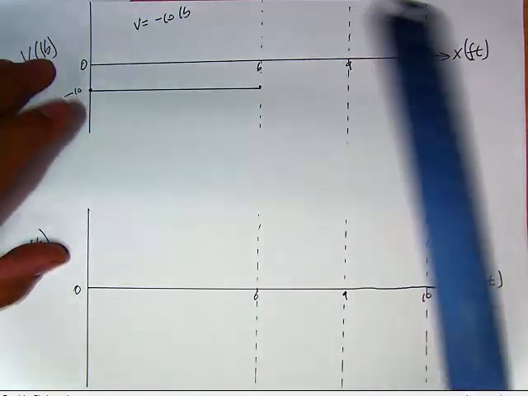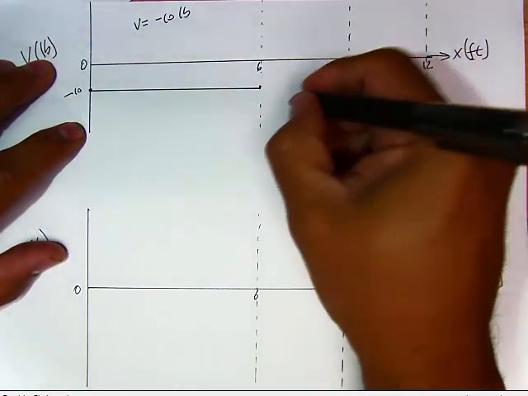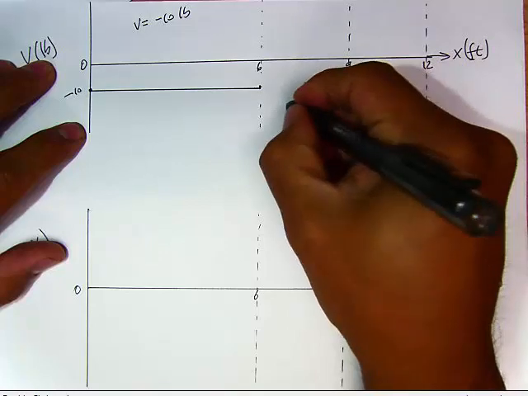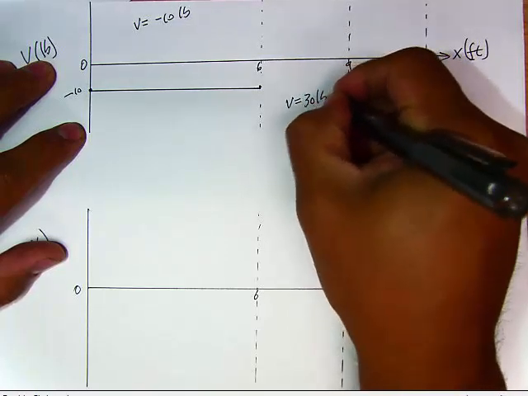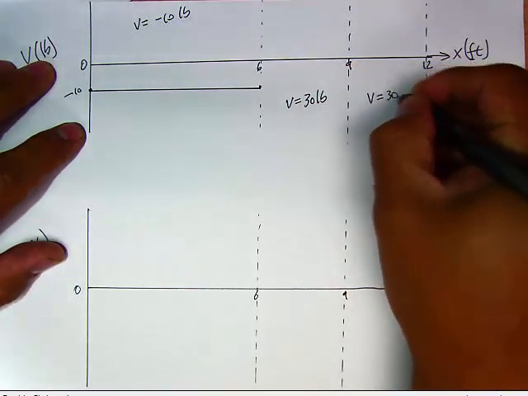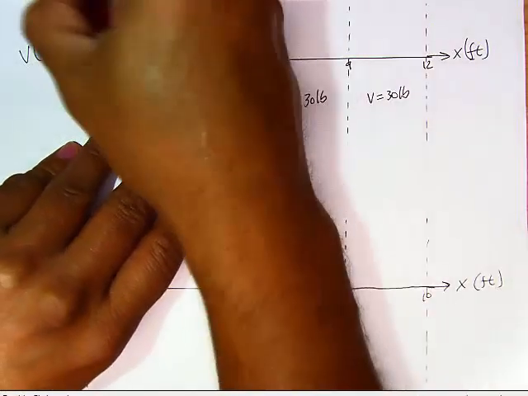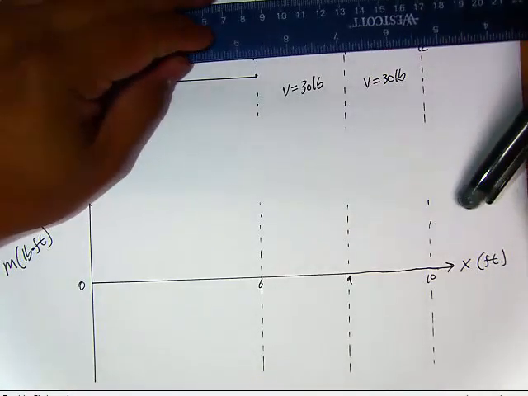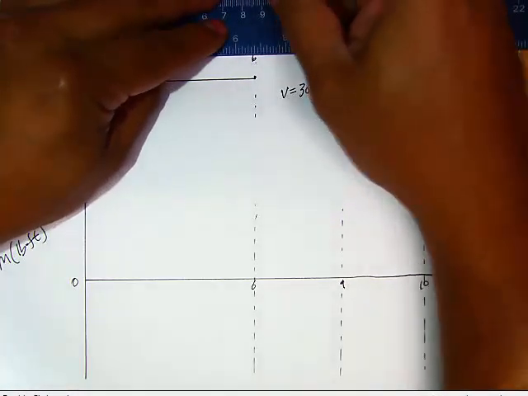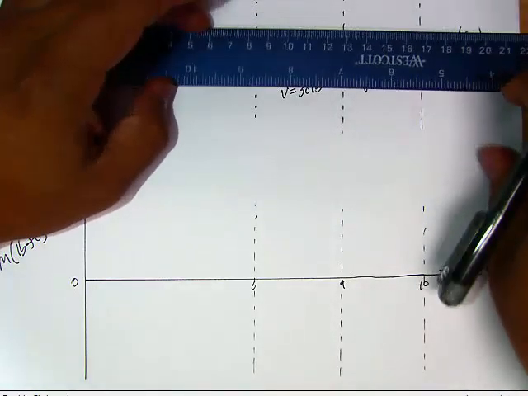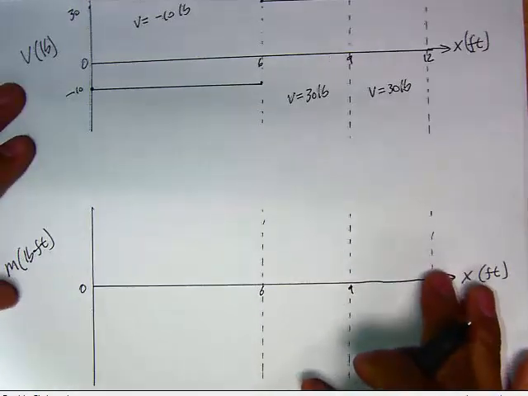There you go. And then for this section from 6 to 9, V equals 30 pounds. And also V equals 30 pounds. So this goes all the way up here to positive 30, and it goes all the way across as such. And this makes perfect sense.